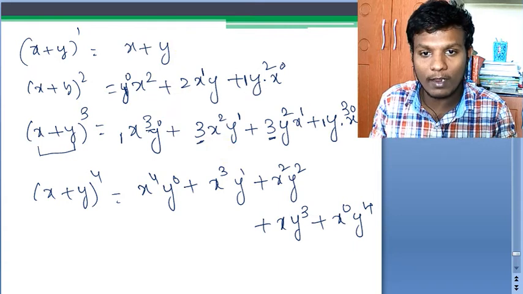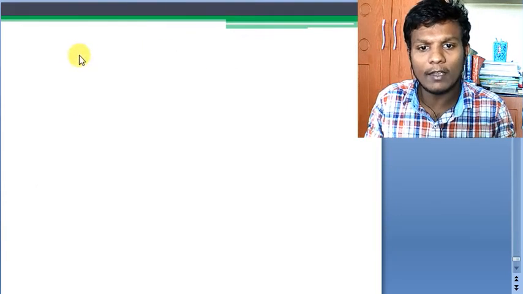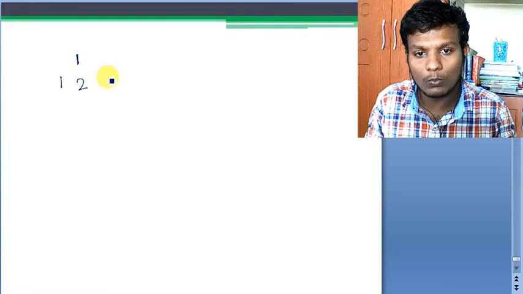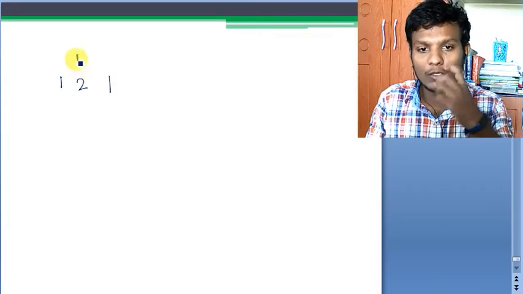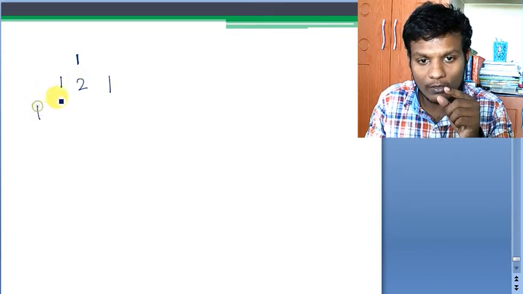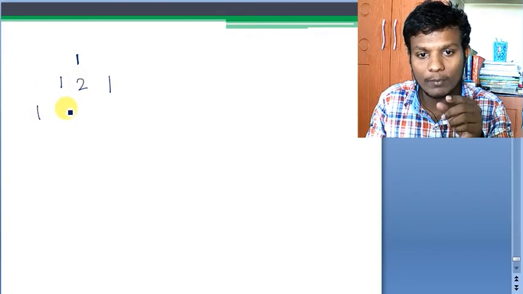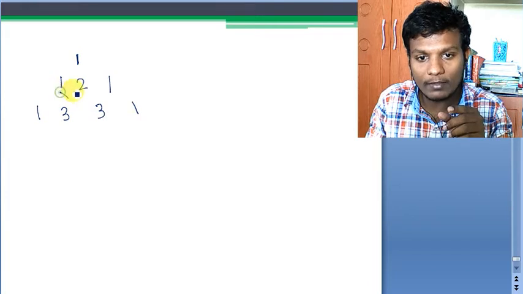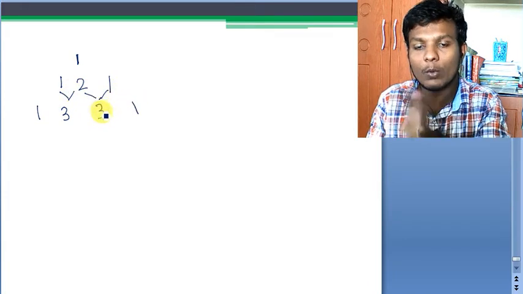What is Pascal's triangle? I will begin with 1 at the top, and here I write 1, 2, 1. Now just write 1 here, and what is 1 plus 2? It will be 3, written here. What is 2 plus 1? That will be written here, and 1. So I am simply adding these two and writing here, adding these two and writing here, and at the ends only 1 will be there.